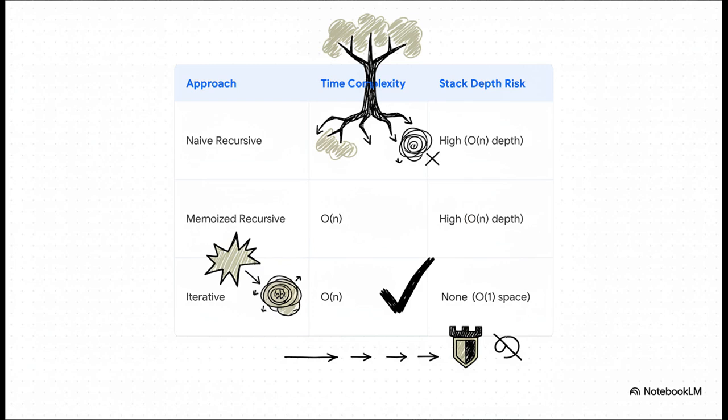The naive recursive way is crazy slow and has a high stack risk. Memoization fixes the time, bringing it down to a nice linear O of n, but look, the stack risk is still high. Now look at the iterative solution. It's also O of n time, but the stack depth risk? None. Zero. For this problem, iteration is the clear winner when it comes to safety and robustness.